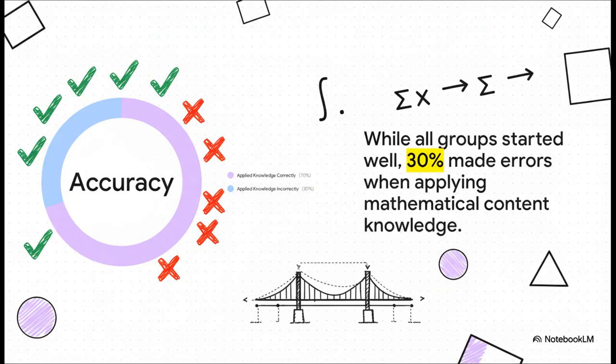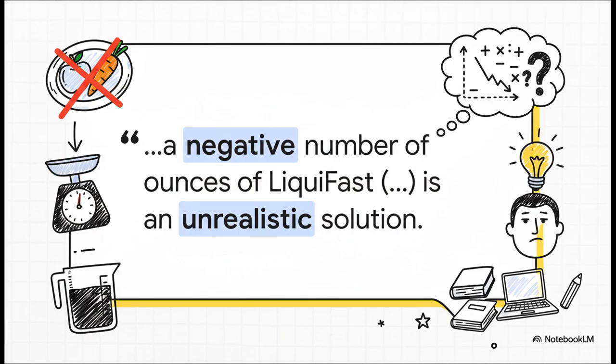But it wasn't a complete home run. When it came to actually doing the math, things were a bit more mixed. About 70% of the groups got their math procedures right, but 30%, they made some mistakes. So the scaffold helped them get in the door, but the math itself was still a real challenge for some. And this, right here, led to the most fascinating result of the whole study.